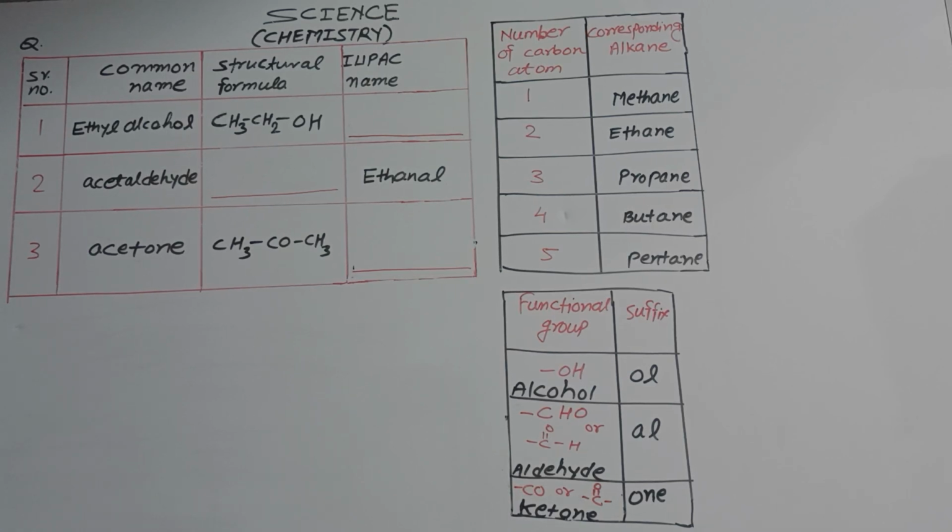Welcome back once again. Let us discuss the important question in science, in the chemistry branch. As you can see here in serial number 1, the common name is given, that is ethyl alcohol, and the structural formula is mentioned, that is CH3CH2OH, and you are supposed to write the IUPAC name, the name according to the International Union of Pure and Applied Chemistry.